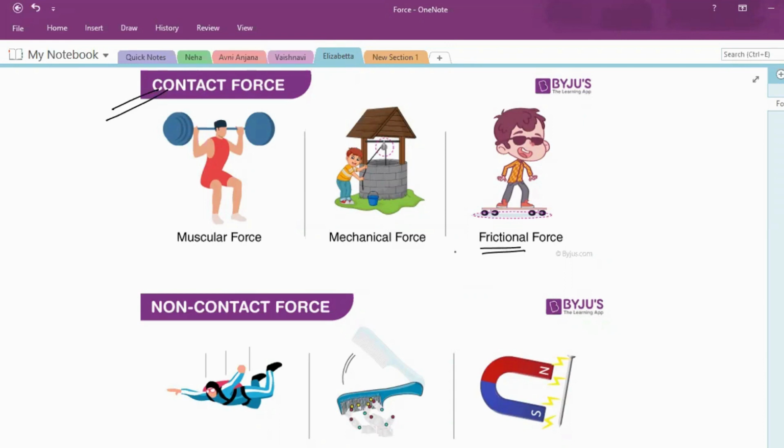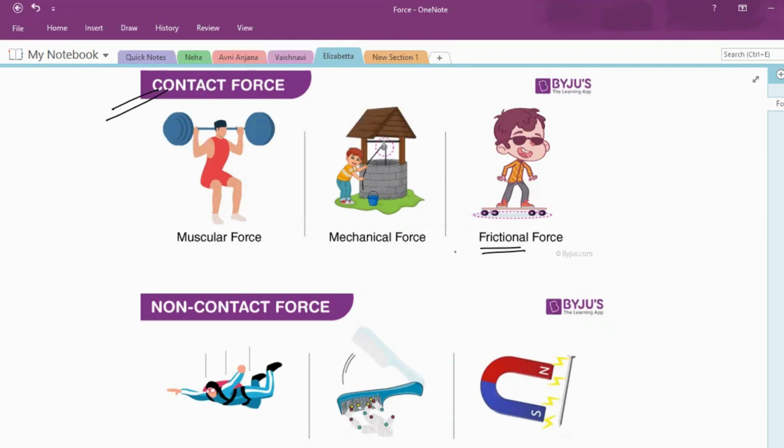All of these examples we saw right now are types of contact forces. But there are also some forces which can act on an object even when there is no contact between them. A very simple example: if you have iron nails and you take a magnet, you don't need to touch that magnet to those iron nails. Even if you bring it very close, what will you observe? That the iron nails will get attracted towards it, right?